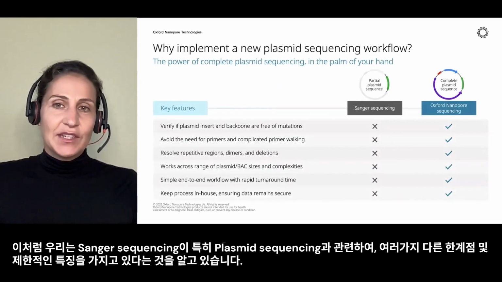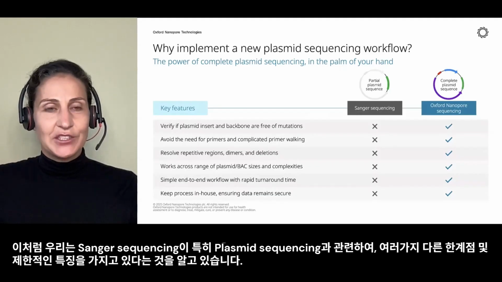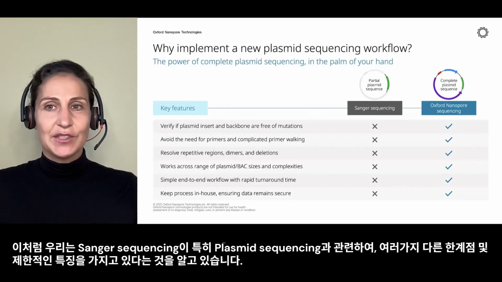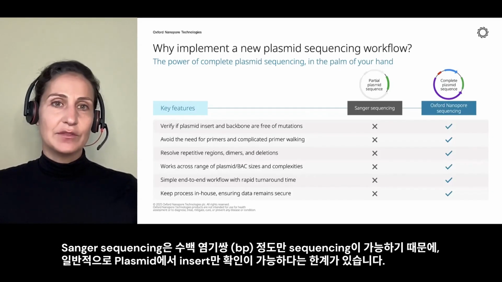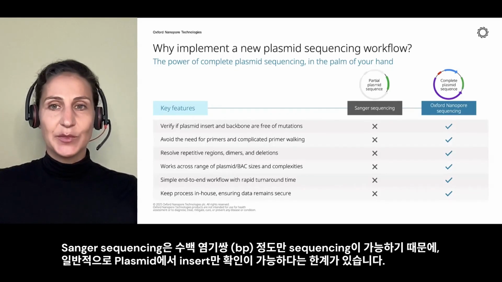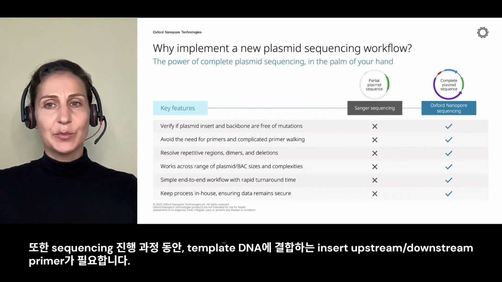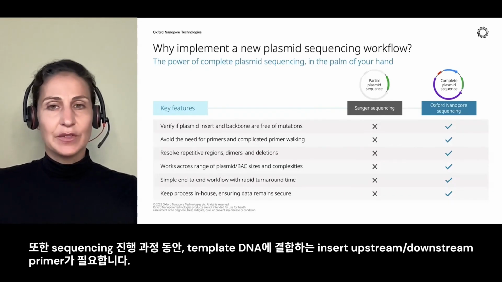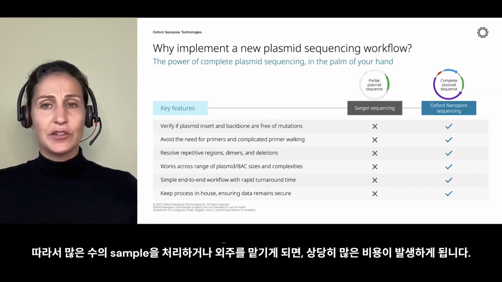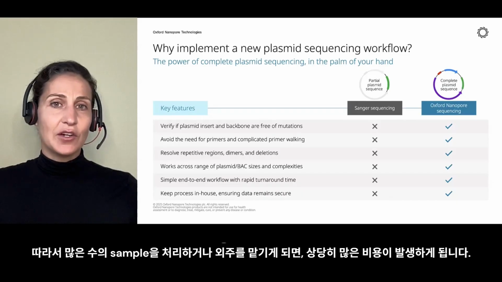So we know that Sanger sequencing has several other limitations and undesirable features, especially when it comes to plasmid sequencing, because it can only read up to a few hundred base pairs. We're generally limited to only looking at the insert in a plasmid. And it also requires primers upstream and downstream of the inserts that bind to the template DNA during the sequencing reaction. So if you're processing or outsourcing large numbers of these samples, this could accumulate to a relatively high cost.